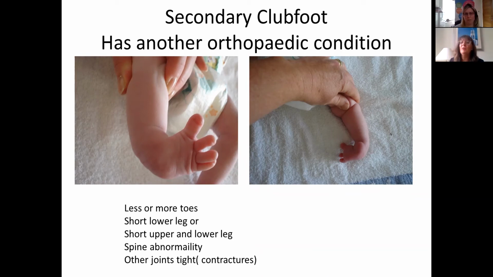So it would show you that there was another underlying orthopaedic condition which was giving a clubfoot that is a secondary type of clubfoot. And these again respond slightly differently to treatment. They can be treated using the Ponseti method, but you have to be aware that they may not have the same result. They may be more tricky to treat, and they may need a different approach.